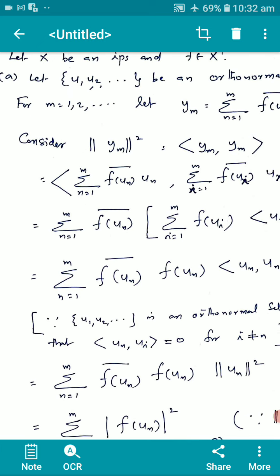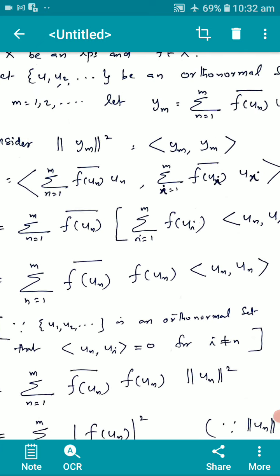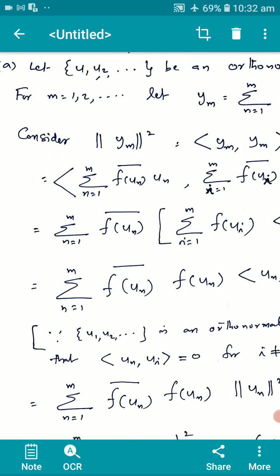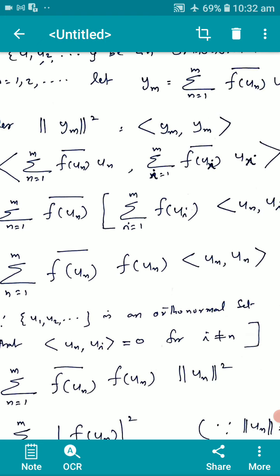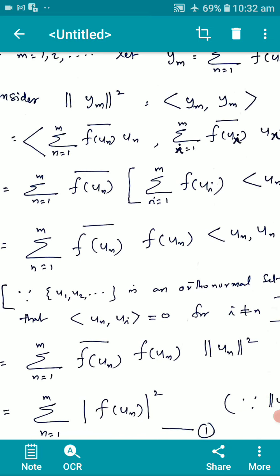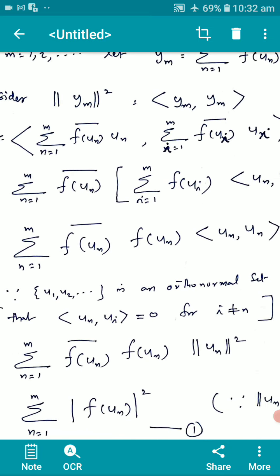So the sum over n equal to 1 to m of f(un) bar. Then on the other side, the second term, we have already written in terms of i equal to 1 to m. Just to show the difference, for the first term n equal to 1 to m and for the second term i equal to 1 to m. So that f(ui) bar bar is taken outside. So the sum over n equal to 1 to m of f(un) bar, then the sum over i equal to 1 to m of f(ui), then the inner product of un and ui. So what do we get? The sum over n equal to 1 to m of f(un) bar.